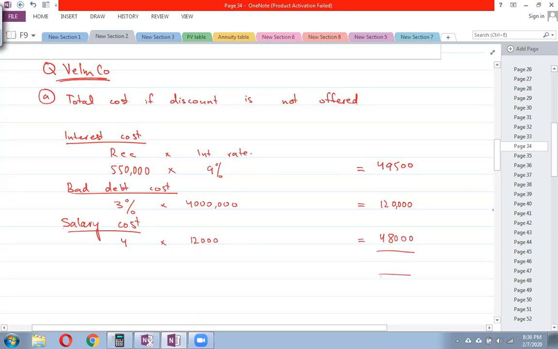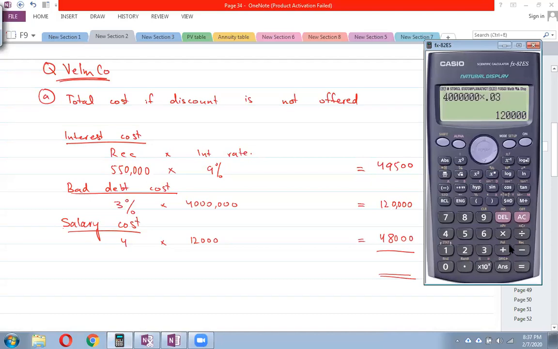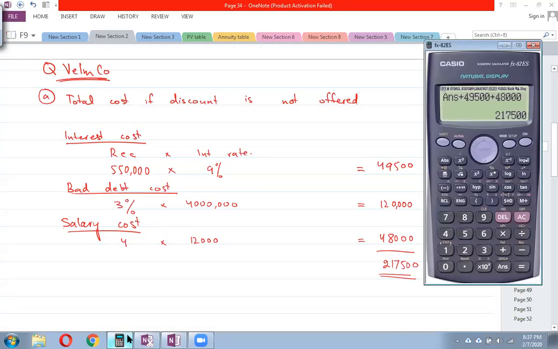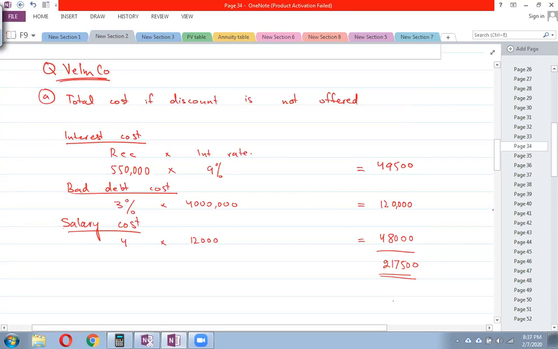So how much is our overall cost? 217,500, right? So we will consider all the costs or the savings that are actually different in both the options, right? Anything that is different in both the options, we are going to consider it. So our overall cost currently, if we don't offer the discount, is 217,500, right?